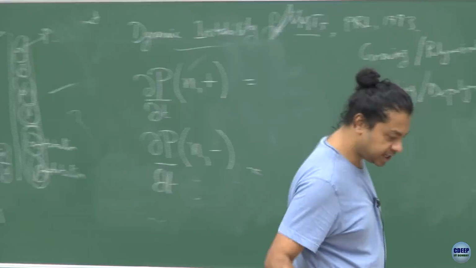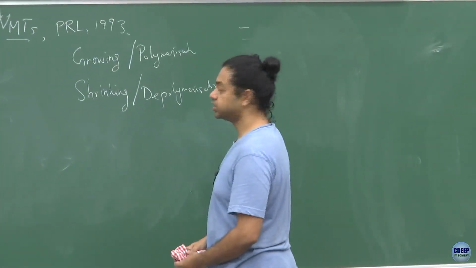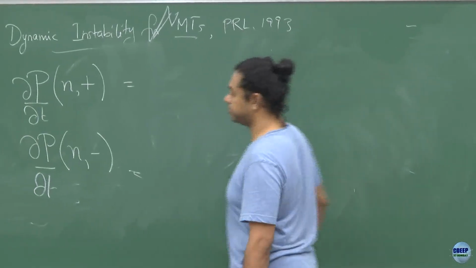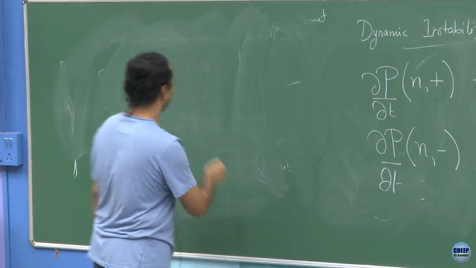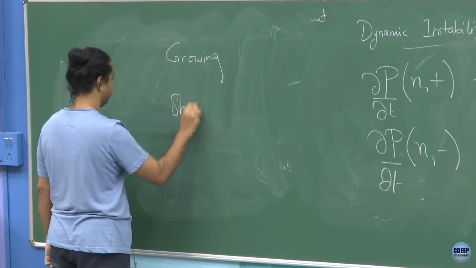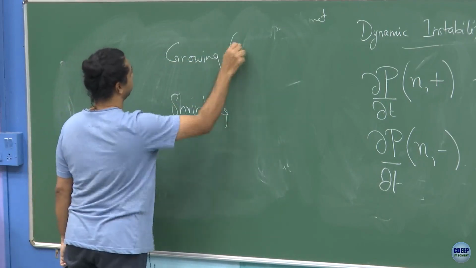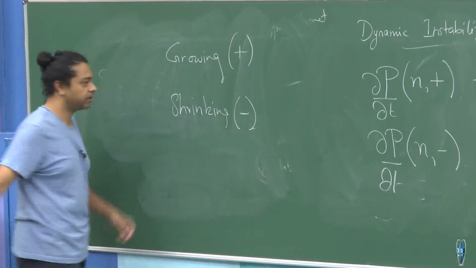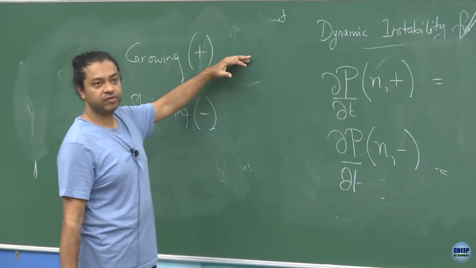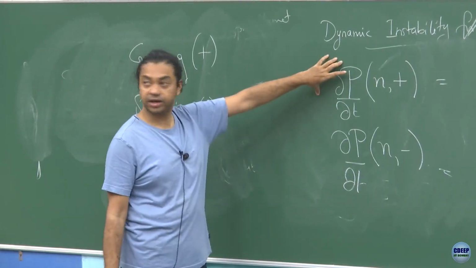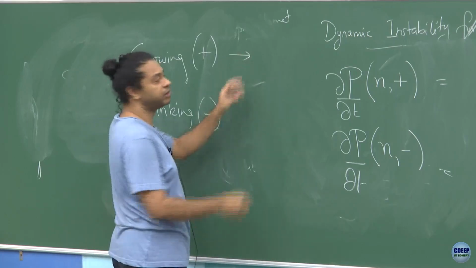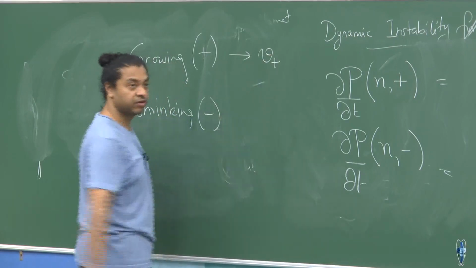To write down the master equation, I need to think about what sort of processes are possible and what the rates of these processes are. So let me just write that here. Again, I have a growing phase and a shrinking phase. So this is my plus state, this is my minus state. When I am in the growing phase, I can do two things. I can add a subunit, and therefore increase the length, and let me say that the rate at which I add subunits is V plus.